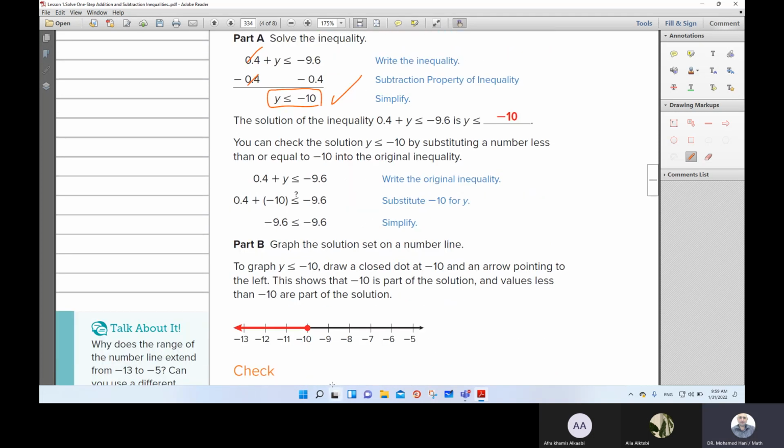And when you want to graph, you can draw the number line, then represent negative 10 on the number line. This is negative 10. Then as you see in the sign here, you have equal, which means draw a solid circle. Then the values of y less than or before negative 10 mean to the negative side, from negative 10 to the negative infinity. Okay?